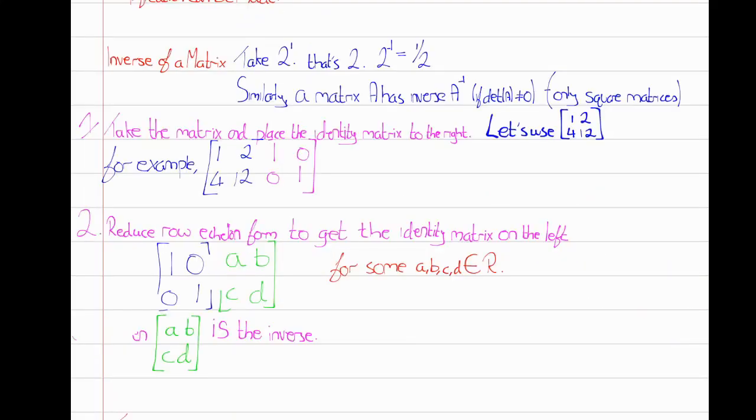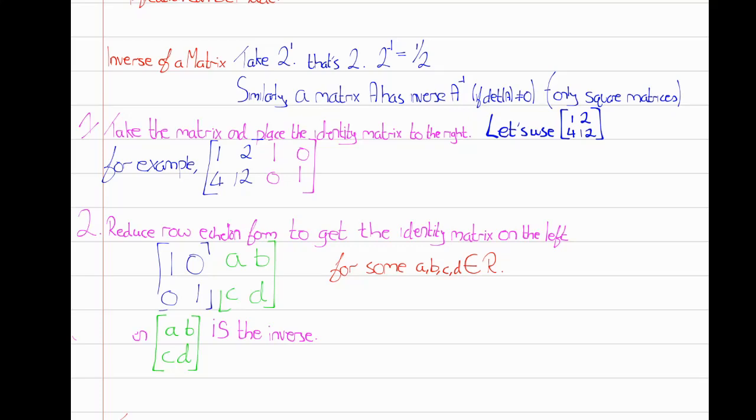Finding the inverse of a matrix. So take 2 to the power of 1. That's just 2. 2 to the power of minus 1 is a half. So that's our inverse of 2. Similarly, a matrix A also has an inverse, but it only has an inverse if the determinant of A is non-zero. So we need a square matrix.